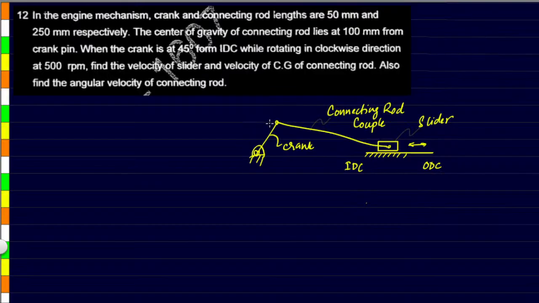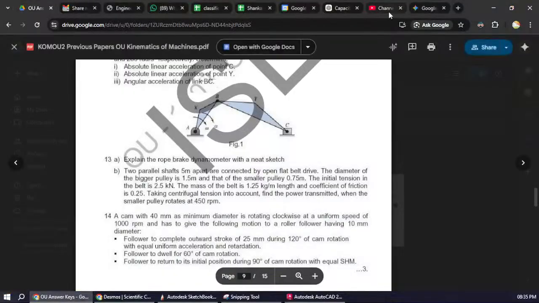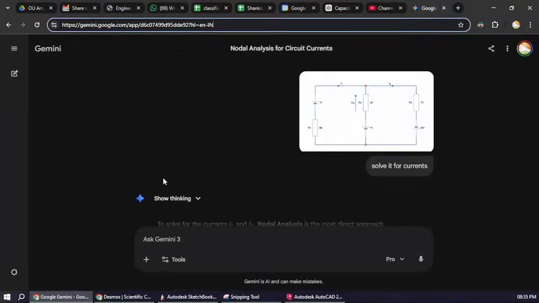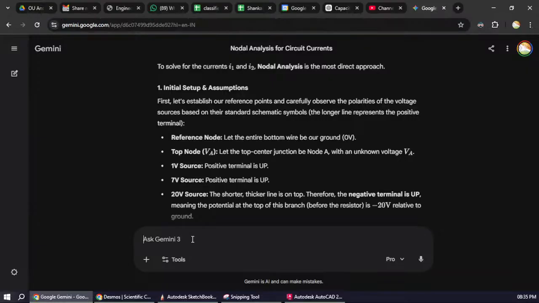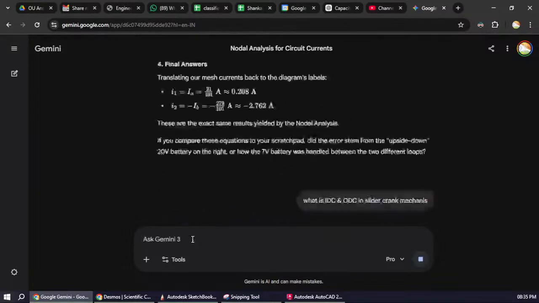So he's telling that from the inner dead center, the crank has rotated an angle of 45 degrees. Actually, there could be a little confusion between these two positions, inner dead center and outer dead center. Let us quickly do a small research to find out which one it is. What is IDC and ODC in slider crank mechanism? Right.